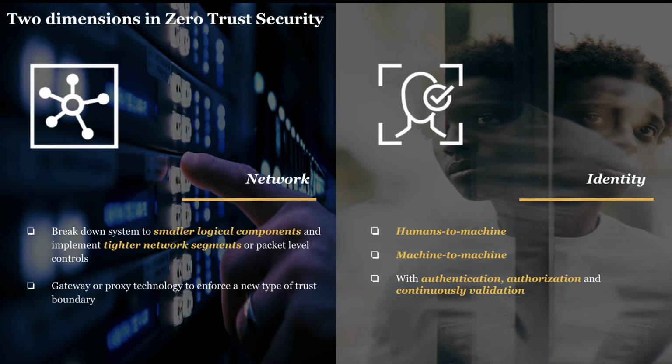The second dimension is identity. Zero Trust security requires authenticating, authorizing, and continuously validating the identity no matter if it is human-to-machine communication, like human being using PC, tablets, phones to access web applications, or a machine-to-machine communication, like software to software.